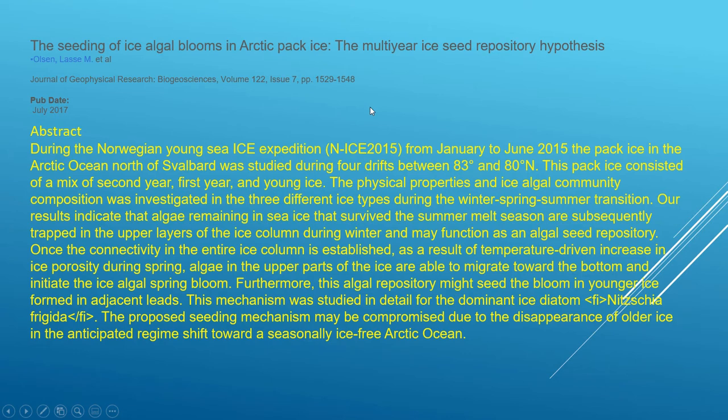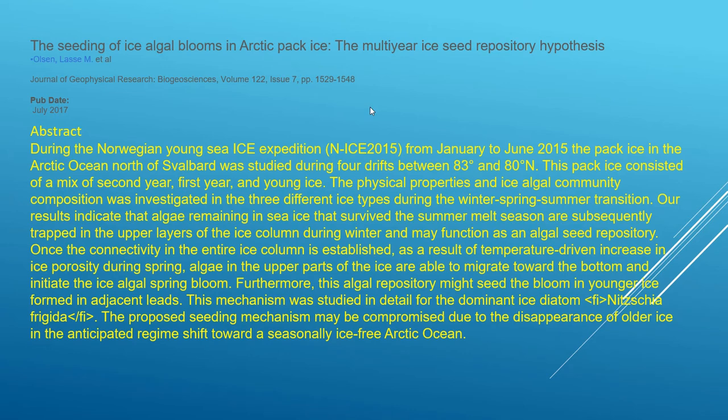Here's the abstract. During the Norwegian Young Sea Ice Expedition, N-ICE 2015, from January to June 2015, the pack ice in the Arctic Ocean north of Svalbard was studied during 4 drifts between 83 degrees north and 80 degrees north latitude. This pack ice consisted of a mix of second year, first year, and young ice. The physical properties and ice algal community composition were investigated in the 3 different ice types during the winter, spring, summer transition.